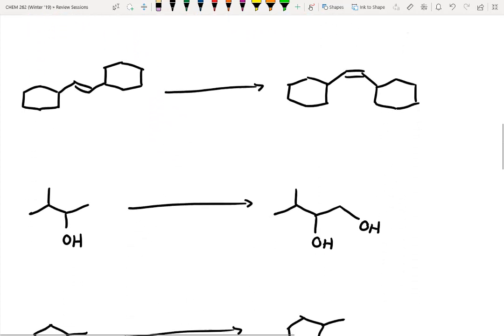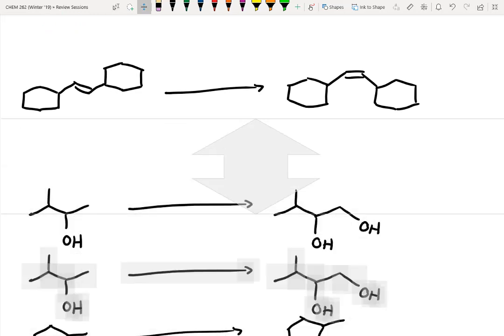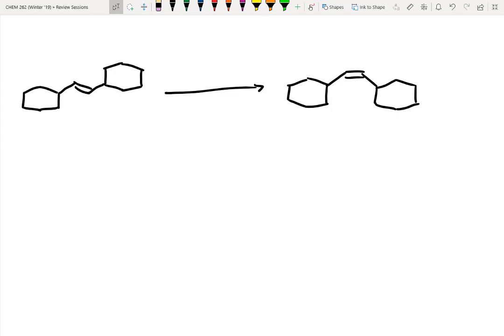All right, next one. Looks like we're going from a trans alkene to a cis alkene. This one's a little bit tricky, but not too bad. How can we make a cis alkene? We know of one set of reagents where we can do that: H2 and Lindlar's. That means that previous to this final product, this double bond used to be a triple bond, right?